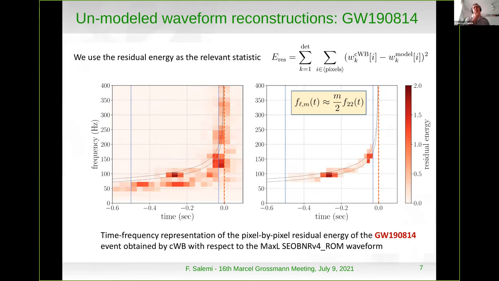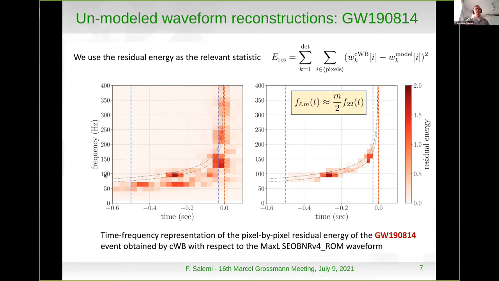And here I'm summarizing what happens for GW190814. On the top right, you have our relevant test statistic, which is the energy residual. You're really just summing over all the detectors of the network and all the pixels which are in a track. You define the track a priori, and then you are quadratically summing the SNR minus the SNR of the model that you're taking into consideration, and that's it. It's a very naive but also robust way of looking at things.